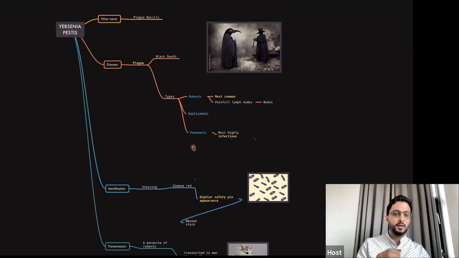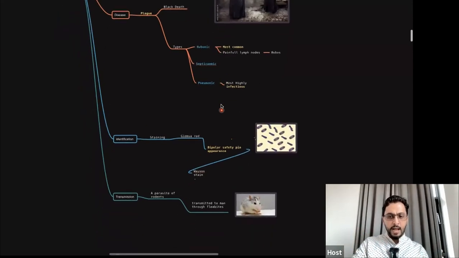Another way is learning the key points. See how I explained just now. It took me 10 or 15 minutes to explain it in total, but now when I review it, I quickly catch only the key points. These key points are what you have to learn initially. You have to read everything, but when it comes to learning, today for example, you should just learn: Yersinia pestis means plague, which is black death. Three types: bubonic, septicemic, pneumonic. Most common is bubonic, most infectious is pneumonic. How to identify it: bipolar safety pin appearance. Forget about the stains and all right now, and remember the rat.